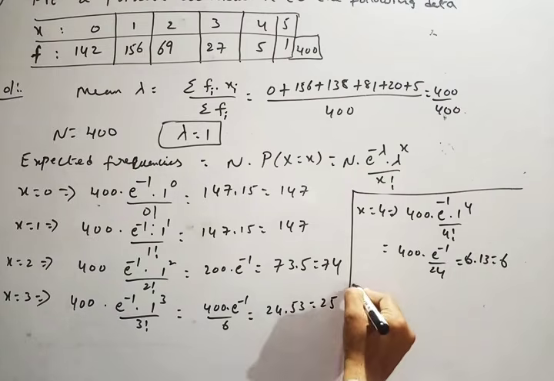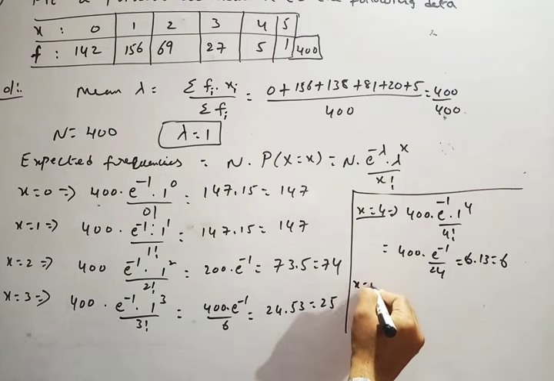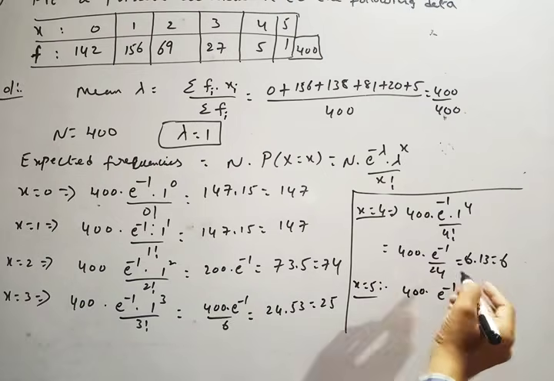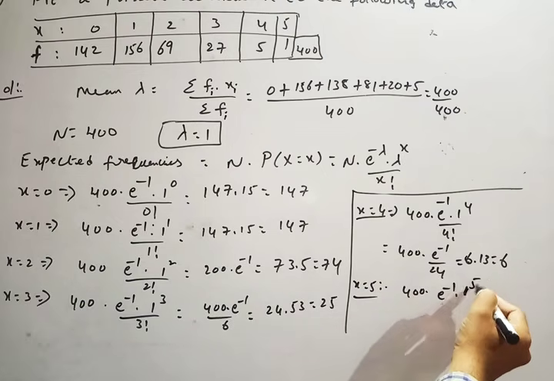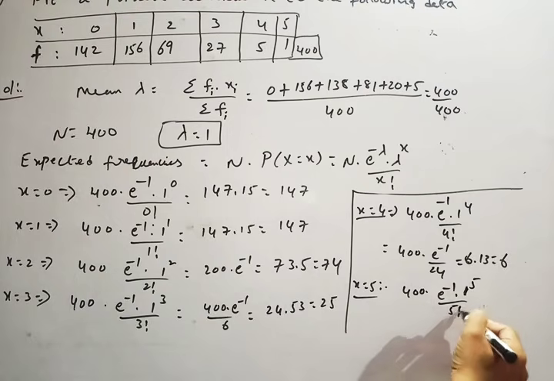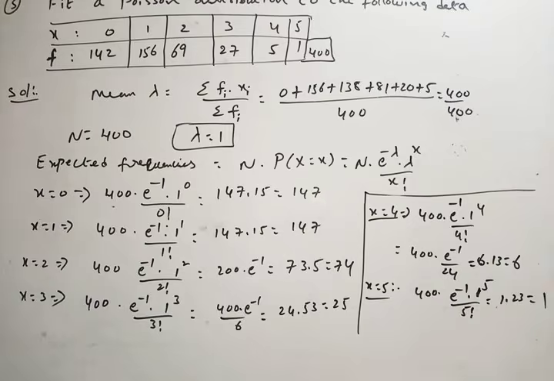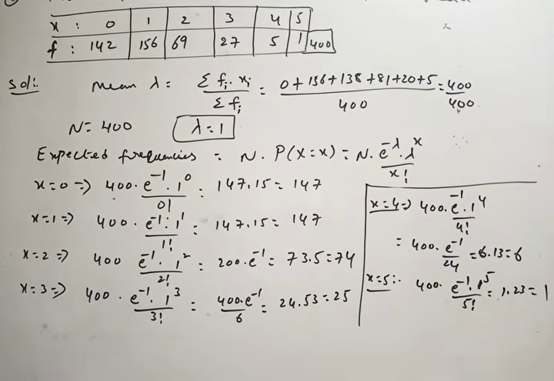Next, for x is equal to 5, the last one: 400 into e power minus 1, 1 power 5 by 5 factorial. So 5 factorial is 120. 400 into e power minus 1 by 120, we are getting approximately 1.23, which is nothing but 1. These are the expected frequencies.